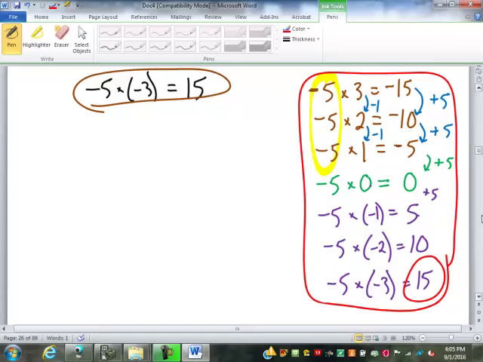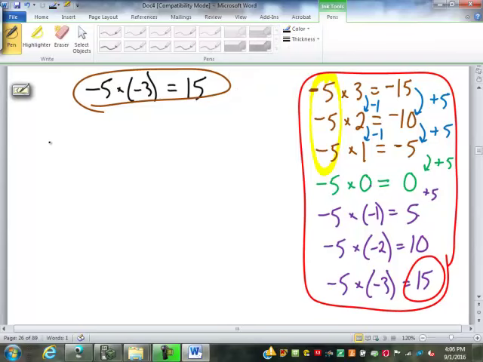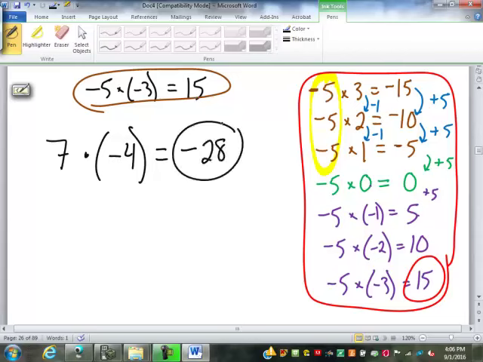So from that, if I have a positive number times a negative number, is my answer positive or negative? Negative, right? Positive times a negative is a negative. Once I've determined that my answer is going to be a negative, then I can ignore the signs and just multiply. What's 7 times 4? 28. So 7 times negative 4 is negative 28.